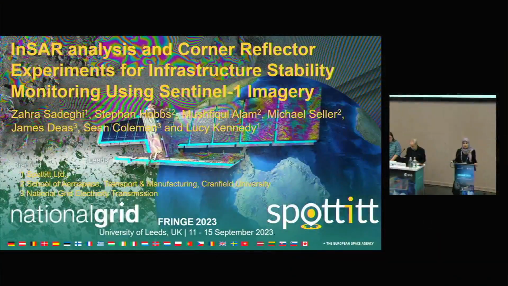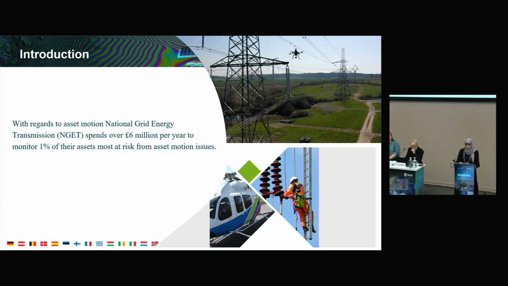Hi everyone. The project that I'm going to talk about today is entitled an InSAR analysis and corner reflector experiments for infrastructure stability monitoring using Sentinel-1 imagery. This project was defined by National Grid and implemented by Spotted, National Grid, and Cranfield University.